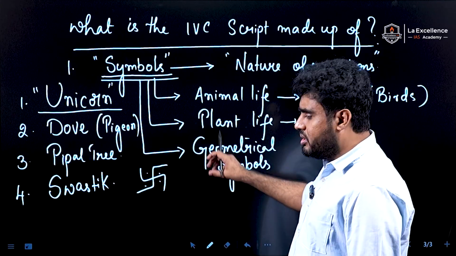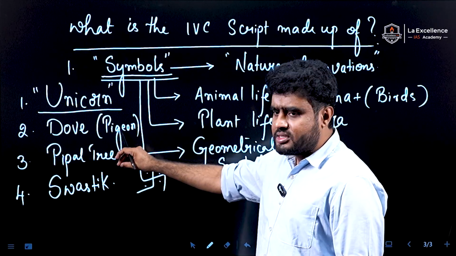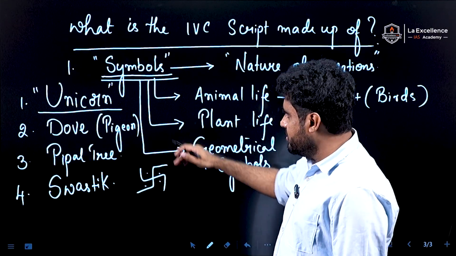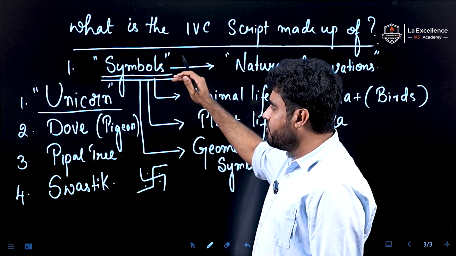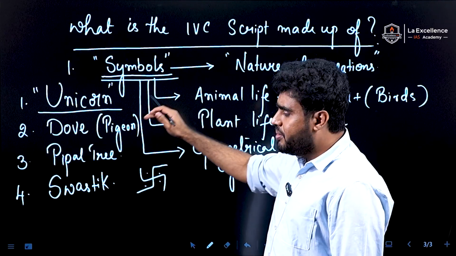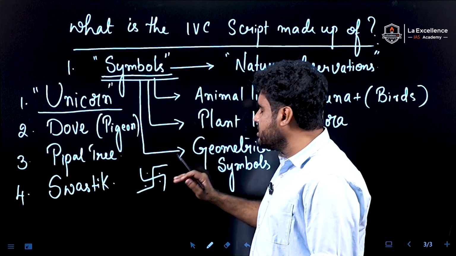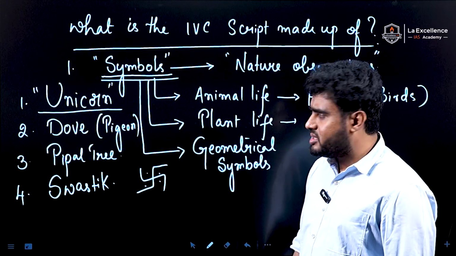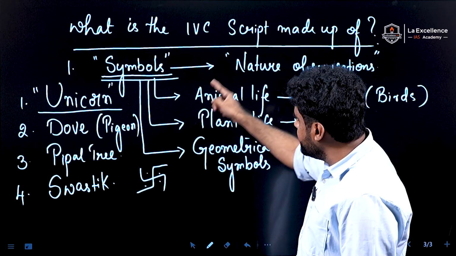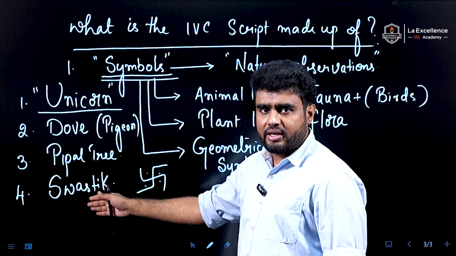So a great position is acquired by this symbol called the swastik symbol. The unicorn is the most frequently depicted animal. Dove or pigeon is the bird. Peepal tree is the plant, and swastik is the most frequently depicted symbol. So among the various symbols that are used in the IVC script, these are the most frequently depicted symbols.